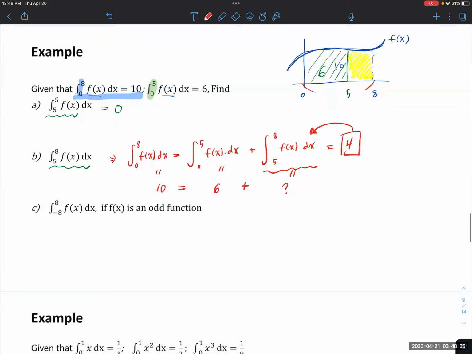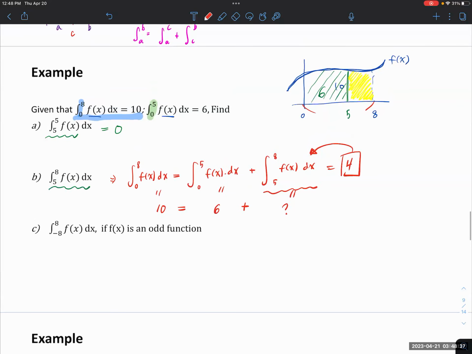All right, one more example. So I have the same function. Now they're looking for negative 8 to 8, and they talked about it being an odd function. What does it mean, odd function?